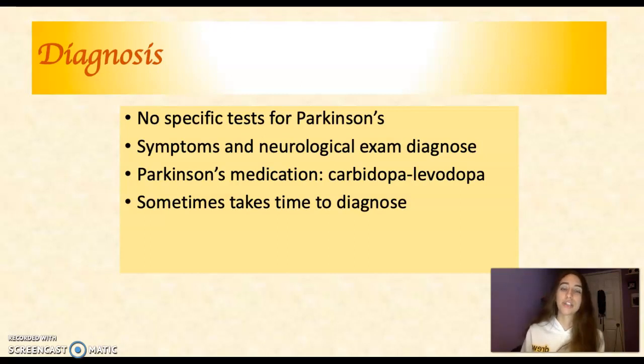But the main two things that doctors use to diagnose Parkinson's disease are the symptoms and the neurological exam that they will give you. And then another way is they will prescribe a small dose of Parkinson's medication, for example, carbidopa levodopa. And if your symptoms get better, like significantly better, then they will ultimately diagnose you with Parkinson's disease.